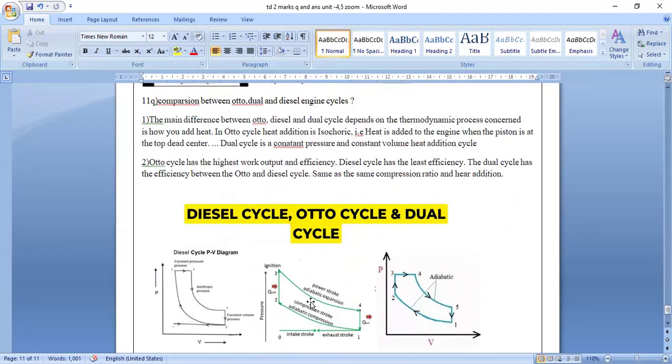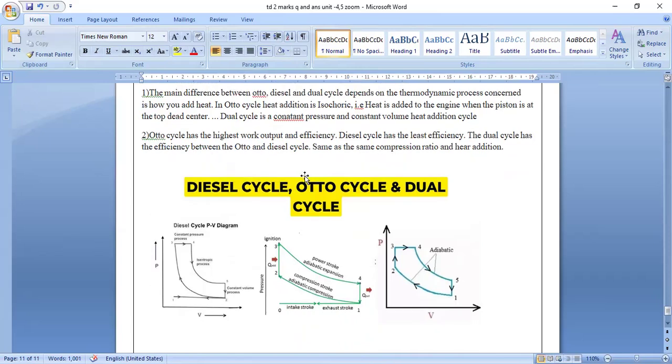What the Otto cycle is telling us is that heat is added at constant volume and heat is rejected at constant volume. So the heat addition is isochoric. This is the heat addition. Isochoric here. In the dual cycle there is constant pressure. So this is constant pressure in the dual cycle. What heat addition is there? At constant volume, heat is rejected.